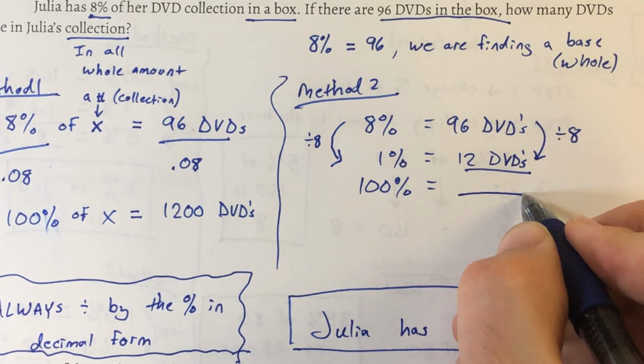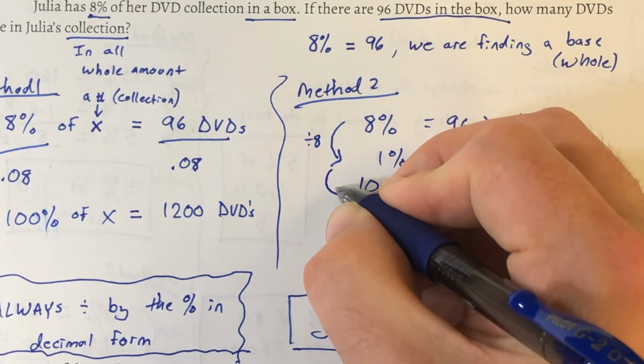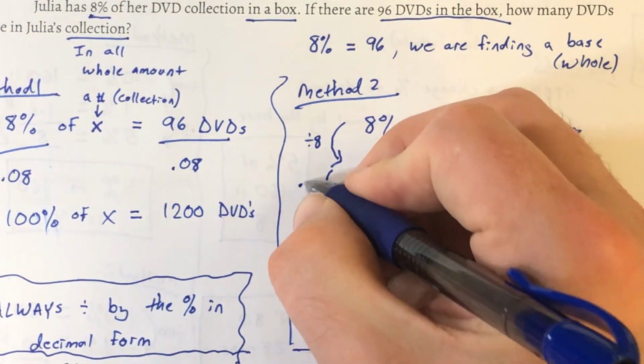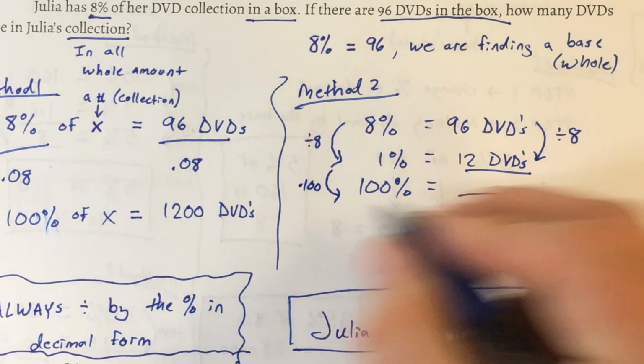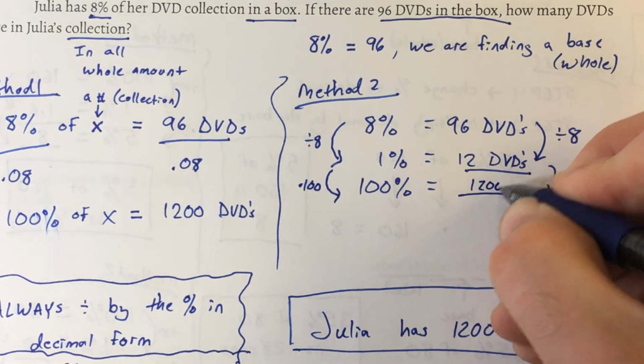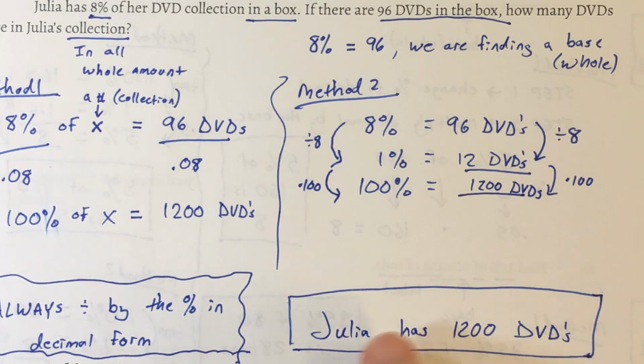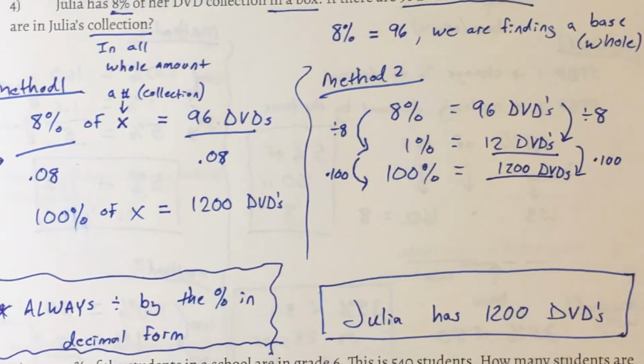Now, I don't want 1% of her DVDs. I want 100%. So how do I go from 1 to 100? Multiply by 100. What you do to one side, do to the other. So what's 12 times 100? 1,200 DVDs. So again, Julia has 1,200 DVDs.